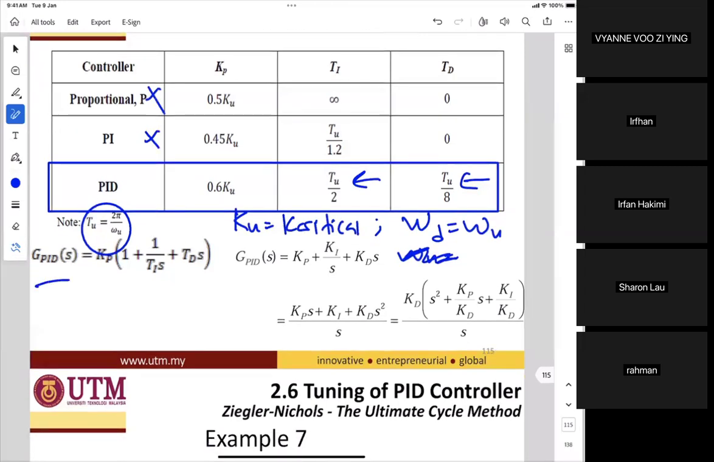Then compare with the standard G PID transfer function for the PID controller, which is shown here. And from there, you can know what is the value of KD, KP, and KI.